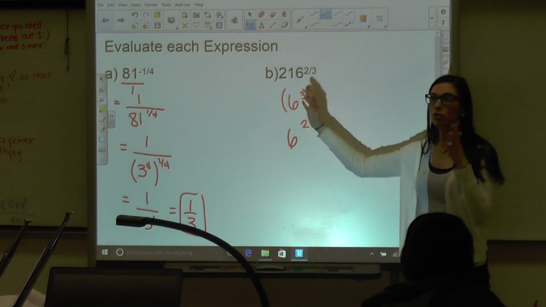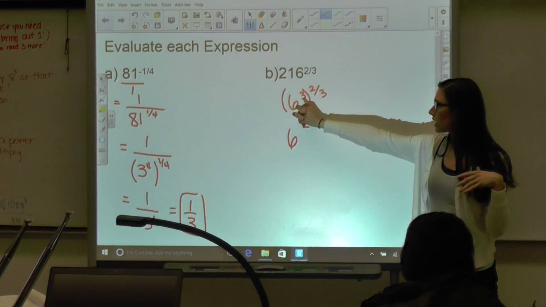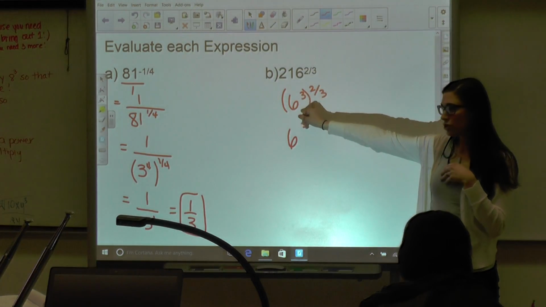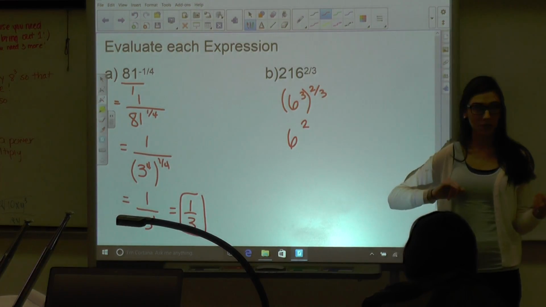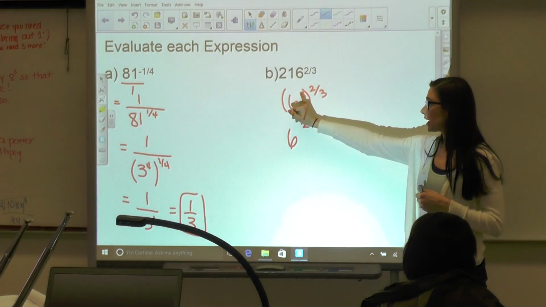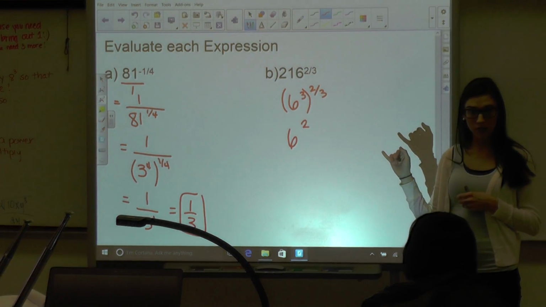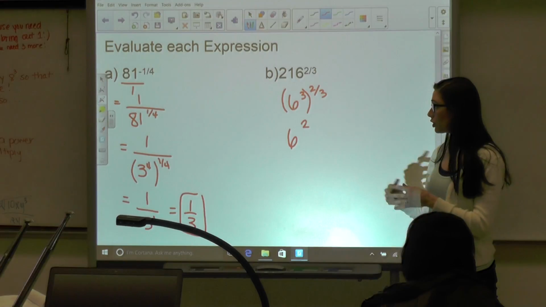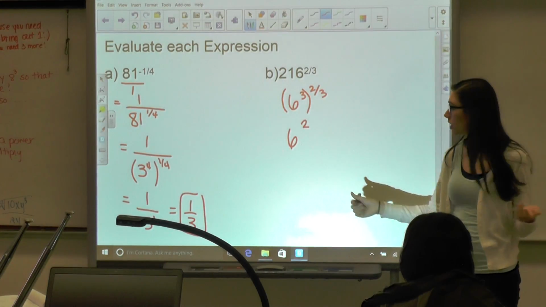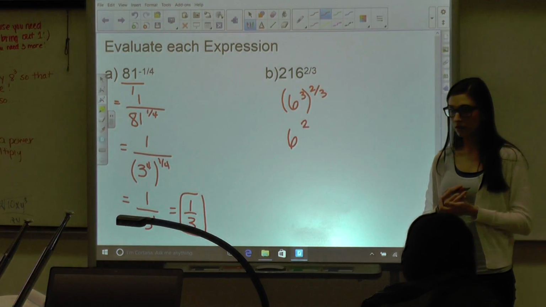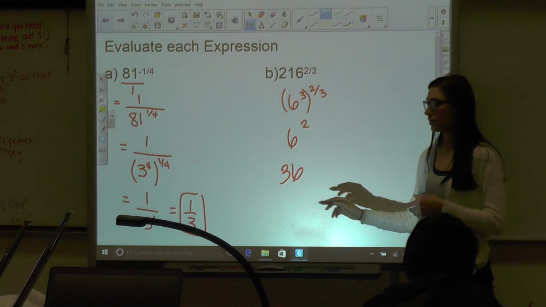So we know 6 cubed gives you 216. So let's see if we can work with that. We've got 3 to the power 2/3. Okay, this is power to a power, so you multiply. So you have 3 times 2/3 gives you 6/3, which reduces to 2. Or you could have seen that your 3's will cancel out, which leaves you with 2. What is 6 squared? That's your answer.